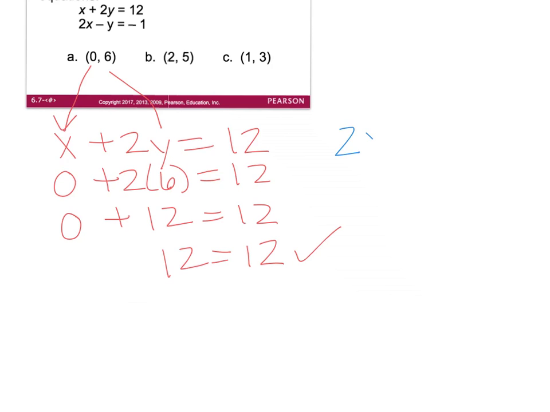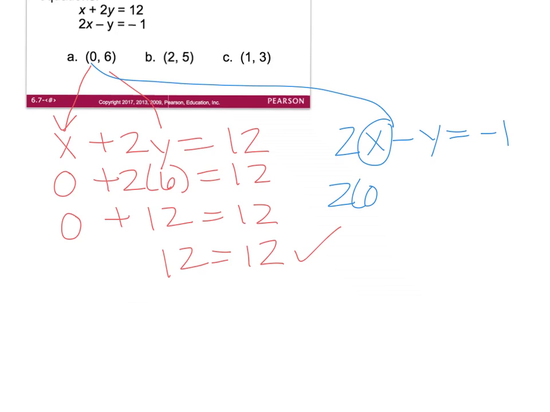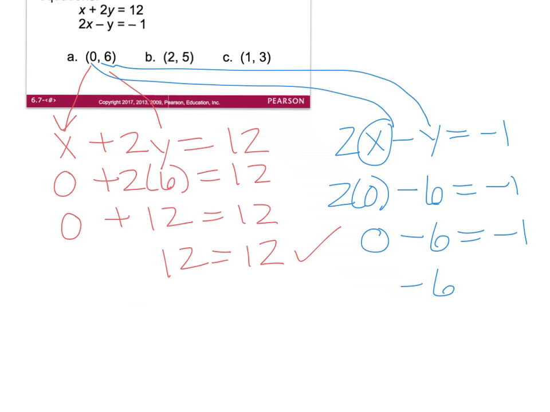Our second equation is 2x minus y equals negative 1. And again, we'll substitute the 0 in for the x and the 6 in for the y. And we'll use our order of operations to simplify. And notice that it did not work for the second one. Well, that means the point 0,6 is not a solution to the system. In order to be a solution to the system, it must work for both equations.